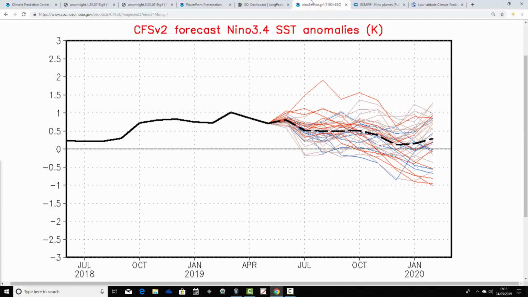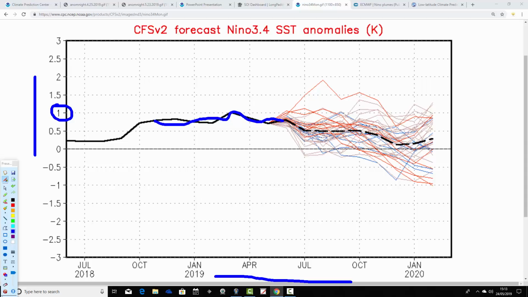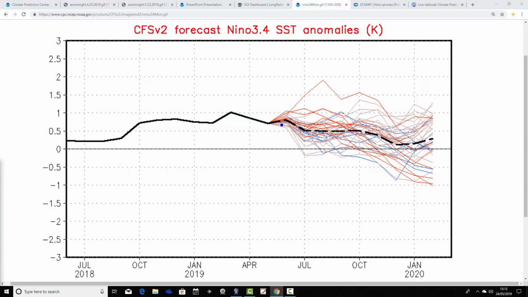So this is the CFS V2, Nino 3.4 region forecast. Again, we've got the temperature anomalies on the side and the dates are on the bottom. You can see from this black line that we've been just around or just under 1 degree above average. That's a degree above average just there. So that tells us that, yes, we have been through the weak El Nino, as we know. Where we are right now is that we've reduced that a little bit. So we are just kind of on the border now, really.